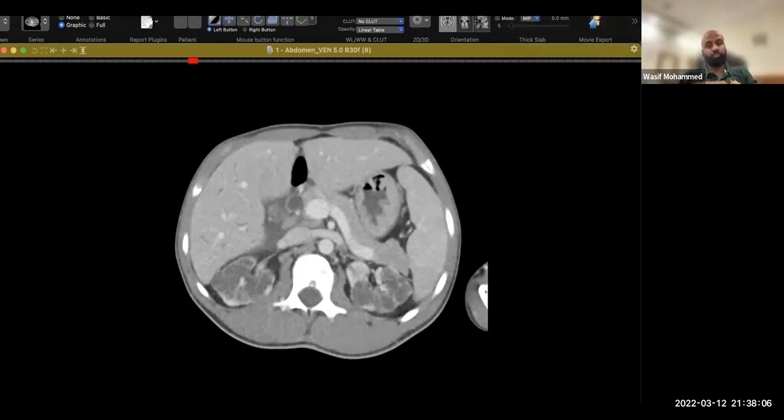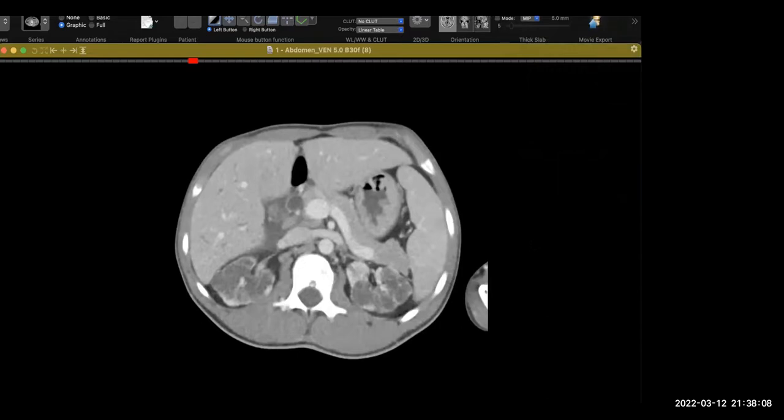Yeah, the imaging appearances do suggest autosomal dominant polycystic kidney disease. The other way around would be Caroli's disease with medullary sponge kidney, but then I would expect calcification within the kidneys that can also involve both organs. Sure.